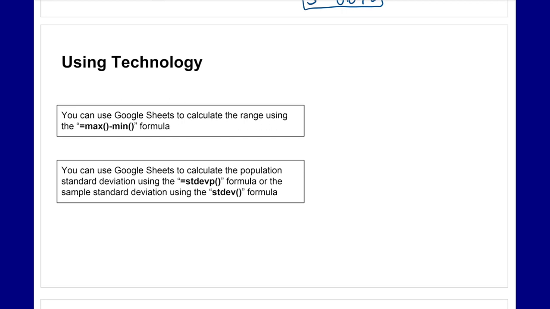And then for standard deviation and sample standard deviation, it is relatively straightforward. You type in equal, and then stdev, and then p for population, or just without p for sample, and you highlight your data to fill in those brackets. Then you hit enter, and it calculates it for us. We'll look at that later. We will go through a short lesson later that goes through those calculations for us.